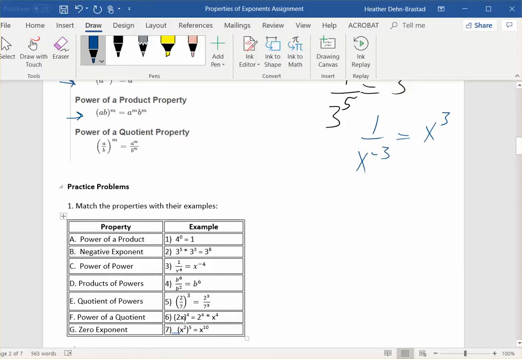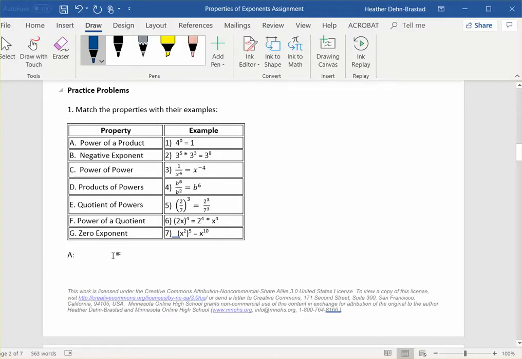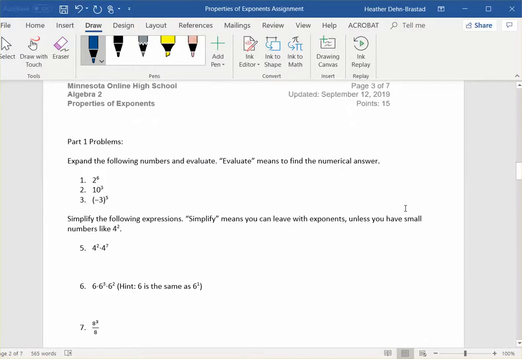It's number 6. Look, we have a base of 2 and a base of x, and they're both being raised to the 4th power. So I could rewrite that as 2 to the 4th times x to the 4th. So that is, A would be matched with number 6. And then maybe just tab over a bit, and then you'll match B to its example, and so on. And you can scroll up to read those.